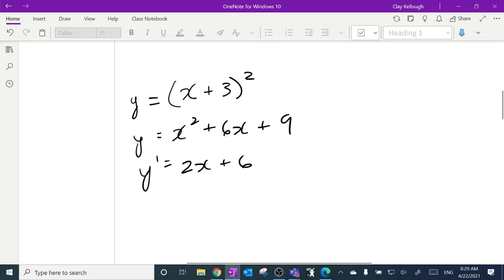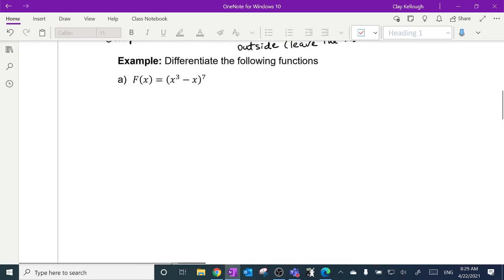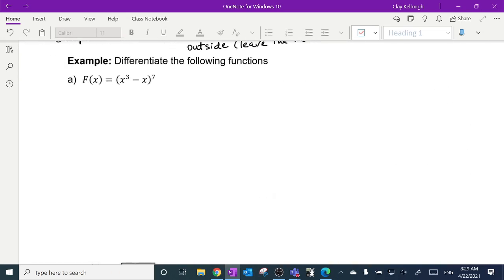But what if instead of squared, we had higher powers than squared? Even a cubed is kind of a drag, right? Because I'd have to think, okay, well, it's this thing times another x plus 3. And then, what if it was a 4? Then I'd have to do that. Think about how much work it would be to expand it as the power gets bigger and bigger. So the chain rule is very much a shortcut way to get around that.